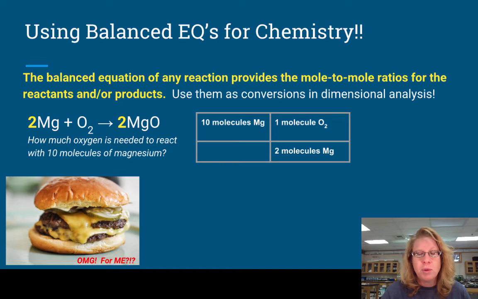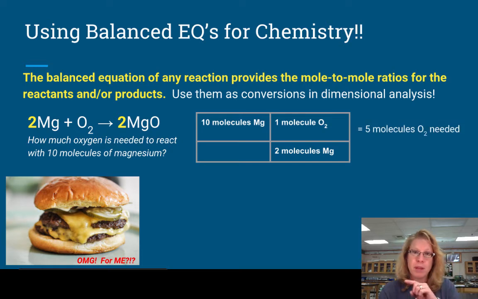So here's what it looks like as a dimensional analysis problem. Again, I start with what I was given in the problem, 10 molecules of magnesium. Then I'm going to use my conversion factor. And again, this conversion factor is the mole to mole ratio, or the molecule to molecule ratio, comes from my balanced equation. 2 of these, 2 magnesiums, reacts with 1 oxygen molecule, and that's what we've got right here. And this tells us that we need to divide by 2.